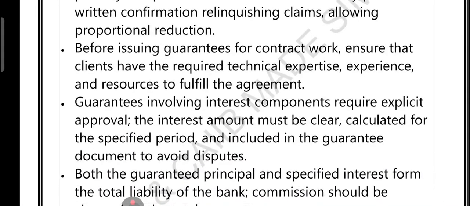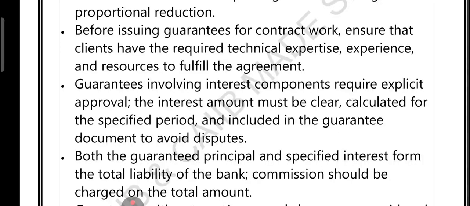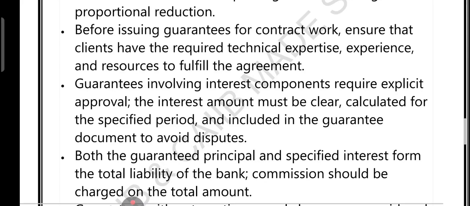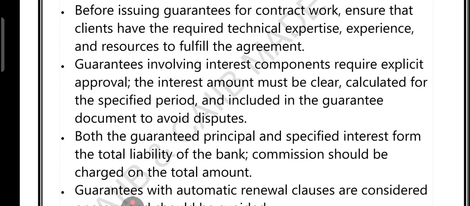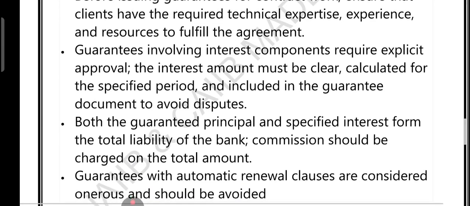Now, what about the interest in the guarantee? If interest is included, it needs explicit approval. It must mention a clear amount, clear rate, and clear time period. Bank liability has two parts, principal plus interest. Remember it. And avoid the auto-renewal clause. They are treated as onerous and must be avoided.